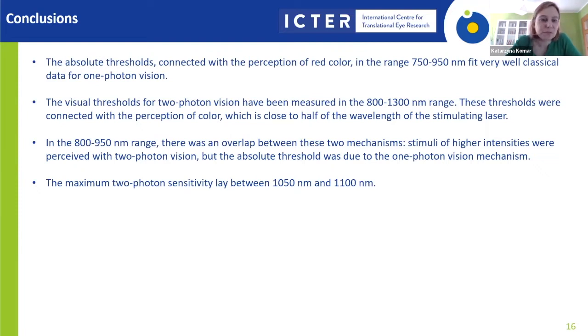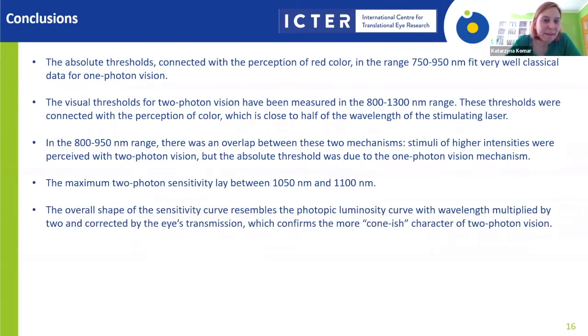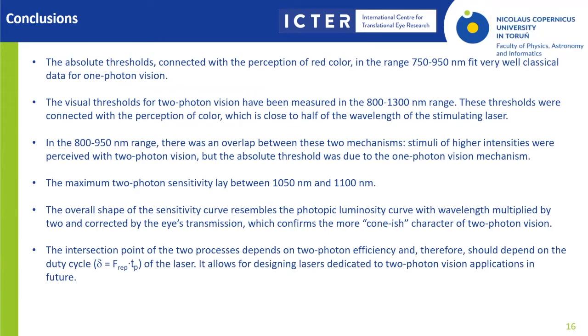The maximum 2 photon sensitivity lay between 1050 and 1100 nanometers and is rather flat. So it is good to know that it probably doesn't matter which wavelength you use here. And the overall shape of the sensitivity curve resembles the photopic luminosity curve, with wavelength multiplied by 2 and corrected by eye transmission, which confirms the cone-ish character of 2 photon vision. I will also come back to this conclusion in the later part of my seminar. And maybe it is also worth saying that this intersection point of the 2 processes depends on 2 photon efficiency, and therefore it should depend on the duty cycle of the laser. So it allows for designing lasers which are dedicated to 2 photon vision applications in the future.